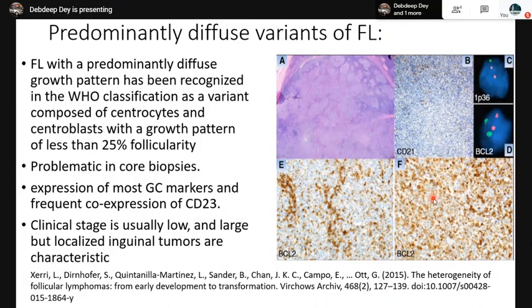But if you get a low grade cytology with the CD21 loss of dendritic cell meshwork, you should always think of a diffuse variant of follicular lymphoma, and you should clearly state in your report that this is not a transformation to diffuse large B-cell lymphoma. This is a diffuse variant of follicular lymphoma. The clinical stage is usually low and localized, but large inguinal tumors are characteristic.